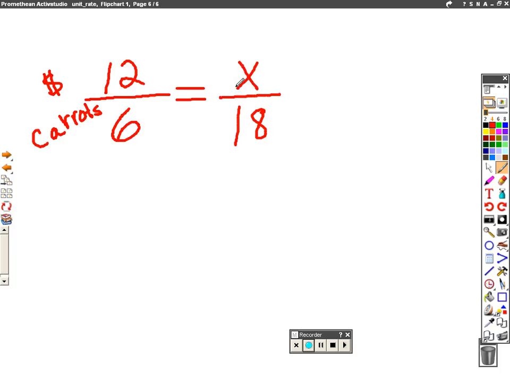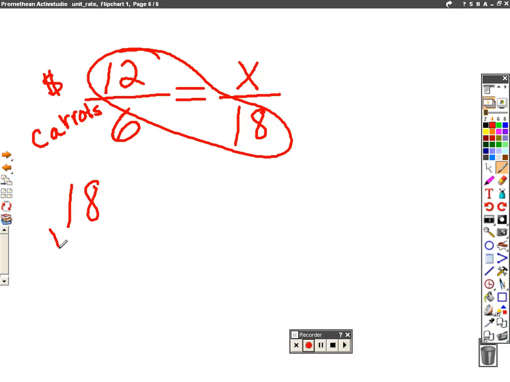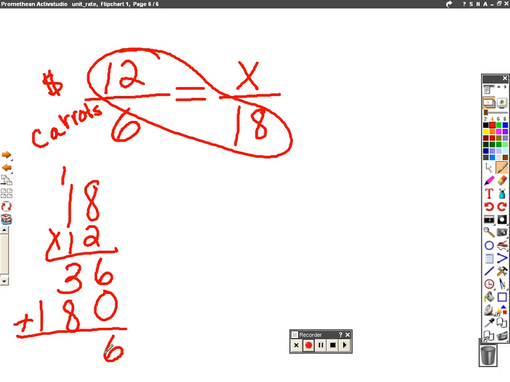So I cross multiply. The trick I remember is to cross multiply the numbers. This one has a variable. So 12 times 18. 8 times 2 is 16, write the 6. Carry the 1. That gives me a 3. Placeholder because I'm not multiplying by 1, I'm multiplying by 10. 1 times 8 is 8. 1 times 1 is 1. Add it up. 6, 1, carry the 1, 216. Now, 6x equals 216.